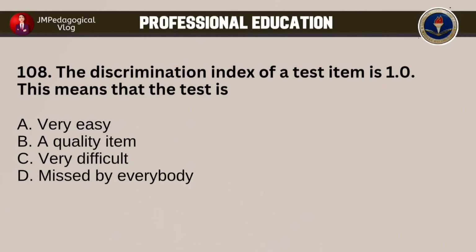108. The discrimination index of a test item is 1.0. This means that the test is A. Very easy. B. A quality item. C. Very difficult. D. Missed by everybody. A. Very easy.